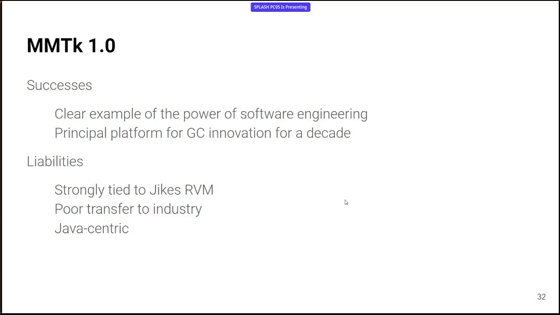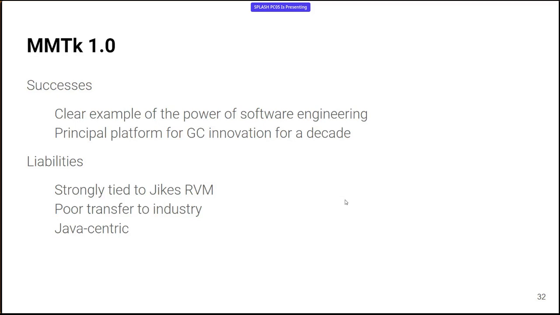First of all, it was tied to JavaScript, which had a finite shelf life, and when it slowly faded, so did the fortunes of MMTk. But perhaps the most important thing was that of all the innovation and wonderful things that went on in the MMTk project, almost none of it made its way into industry. And I found this very disheartening. I've already sketched for you about 10 minutes ago some of the reasons why that might have been the case. But nonetheless, it was very, very disappointing.